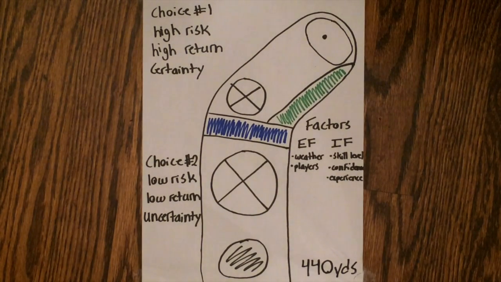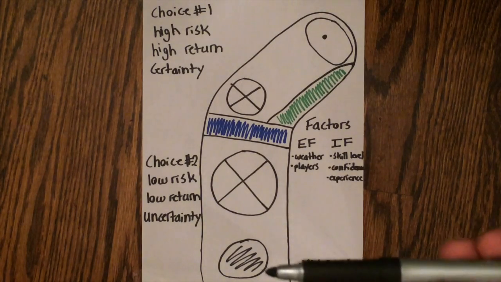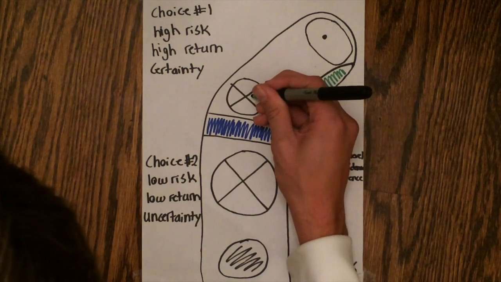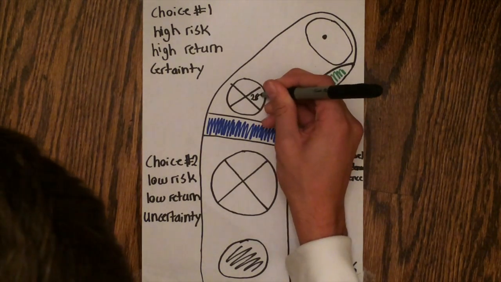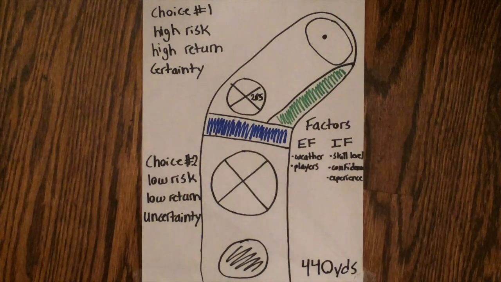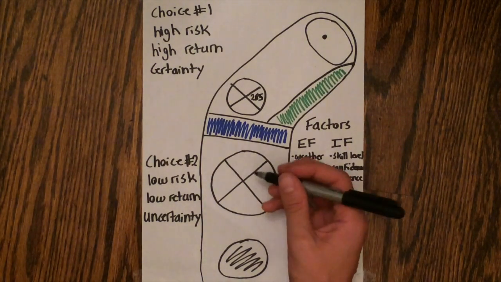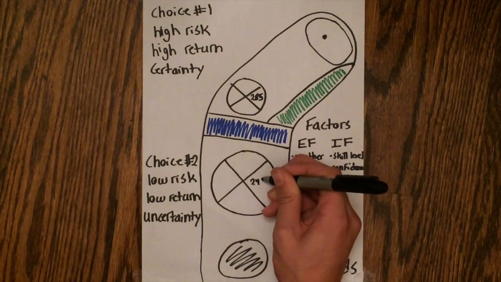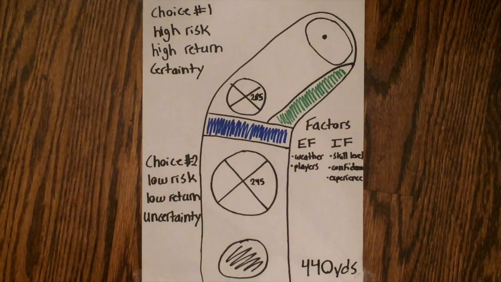To make this situation a little more economical, let's throw some numbers in here. So when looking at choice number 1, it's clearly the harder shot and requires a longer shot off the tee. And the distance to this landing area is about 285 yards, while the distance to choice number 2 is about 245 yards.